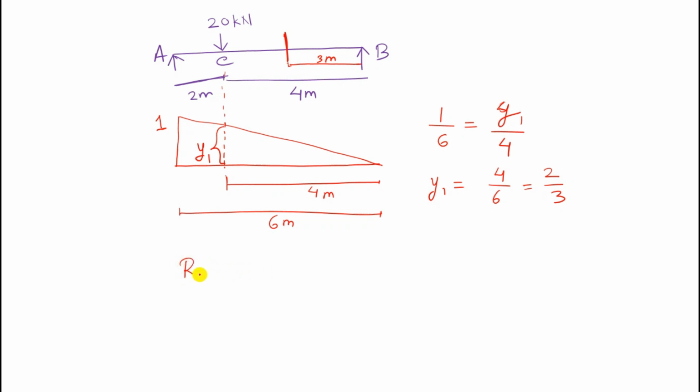Now reaction RA equals W into y1, that is 20 into 2 by 3. So the answer is 13.33 kilonewton.